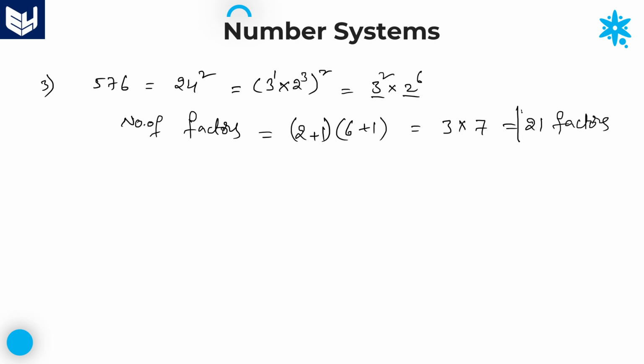Therefore, the number of factors for the number 576 is equal to how much? 21 factors. Let me explain one more example. See here.